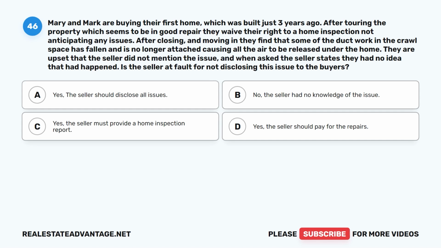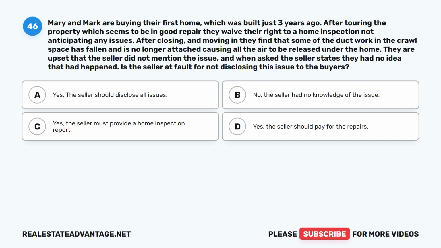After closing and moving in, they find that some of the ductwork in the crawl space has fallen and is no longer attached, causing all the air to be released under the home. They are upset that the seller did not mention the issue, and when asked, the seller states they had no idea that had happened. Is the seller at fault for not disclosing this issue to the buyers?